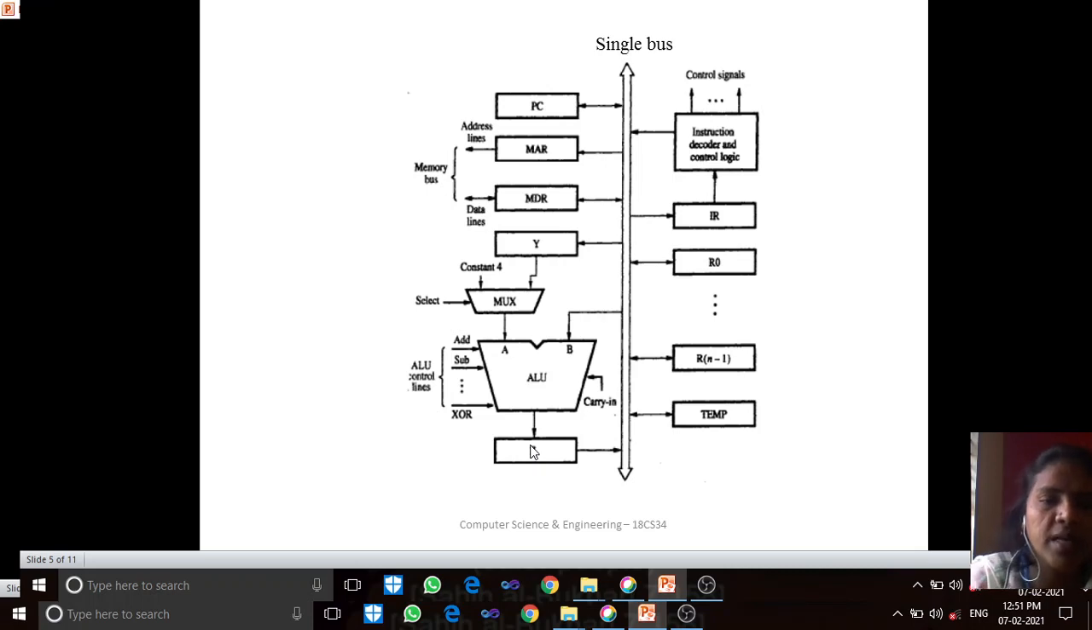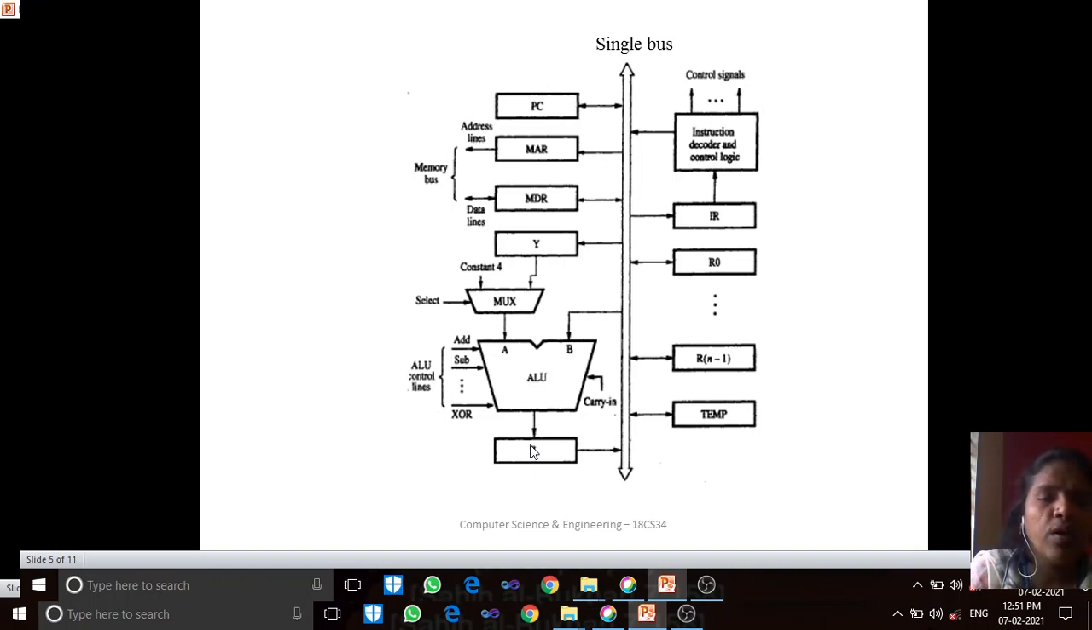It also has temporary registers like Y, Temp, and Z. These are connected to the internal bus, and the output of Y is given to the mux. A mux is a multiplexer, a digital circuit capable of selecting one output from multiple inputs. Here it is a 2-to-1 mux: out of the constant 4 input or the Y input, it will give either one, depending on the select line. You can also have a 16-to-1 mux or an 8-to-1 mux: multiple inputs, one output. The mux output is given as an input A to the ALU circuit.